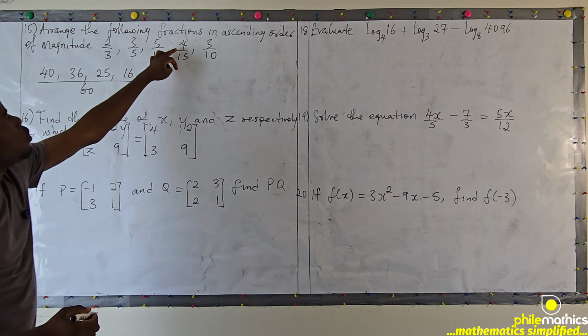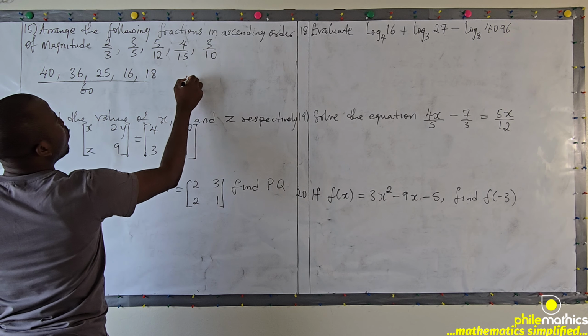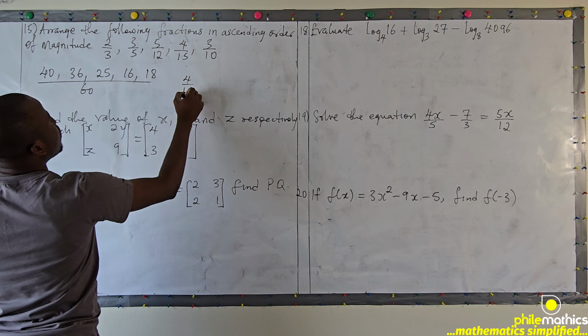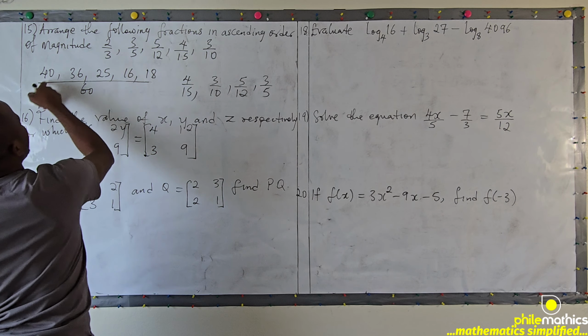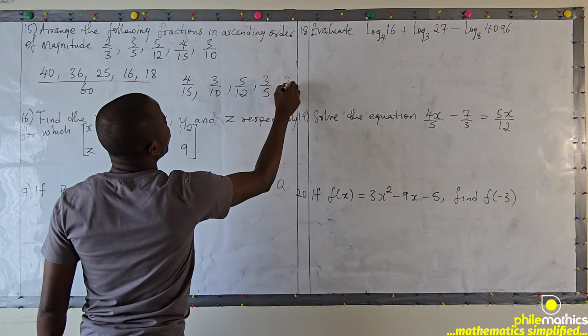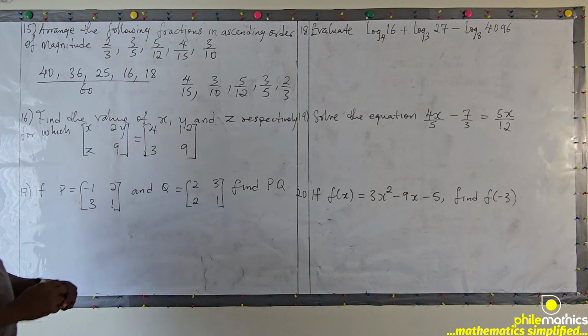So arranging it in ascending order from the smallest is 16, which is 4 over 15, followed by 18, which is 3 over 10, followed by 25, which is 5 over 12, followed by 36, which is 3 over 5, followed by 40, which is 2 over 3. This is the ascending order.